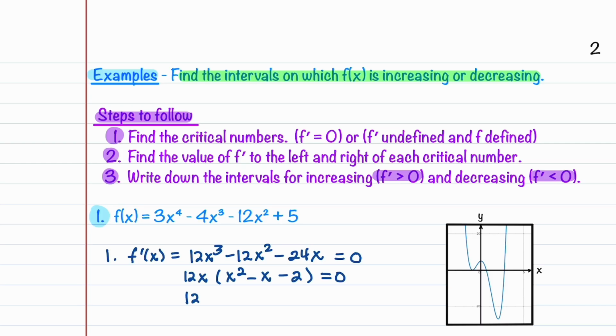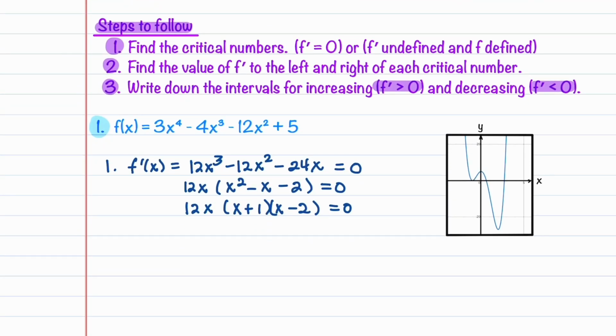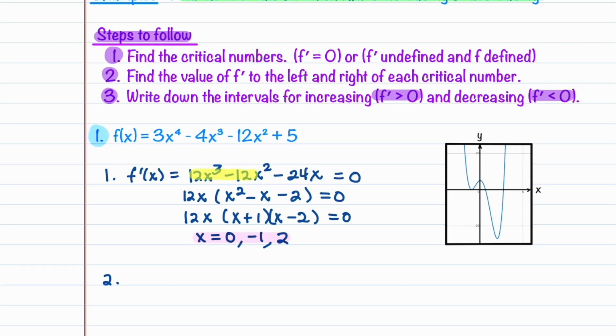We can then factor our quadratic. Let's see, we can factor it as x plus 1, and then x minus 2. And then we set all 3 of those terms equal to 0, and we get x is equal to 0, -1, and 2. Our second step is to find the values of f prime to the left and right of these 3 numbers. I'm going to highlight f prime because that is what we're going to have to be looking at. Let's now make a number line.